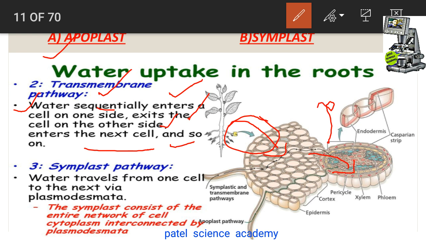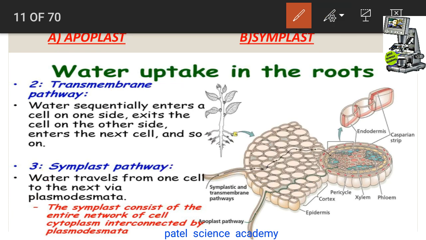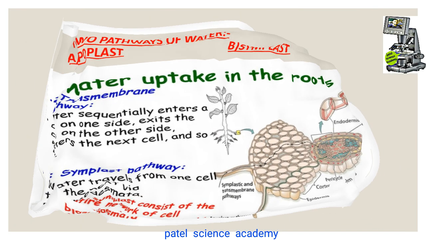While in the symplast region, water travels from one cell to the next via the plasmodesmata. The symplast consists of the entire network of cell cytoplasm interconnected by the plasmodesmata. So now we will see all these structures one by one.